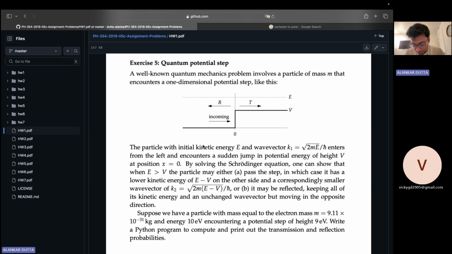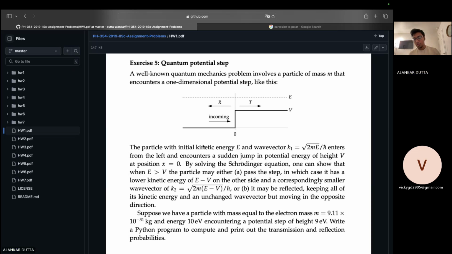but moving in the opposite direction. Suppose that we have a particle with mass equal to the electron mass m, and the energy of 10 electron volts encountering a potential of height 9 electron volts. Write a Python program to compute and print out the transmission and reflection probabilities.